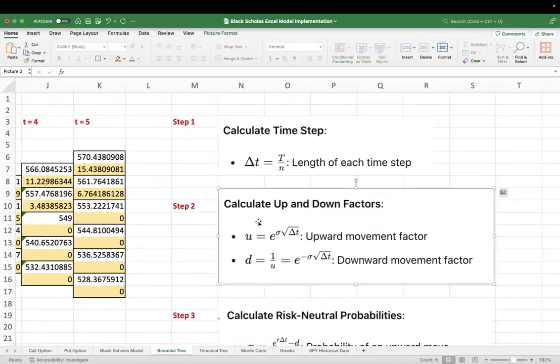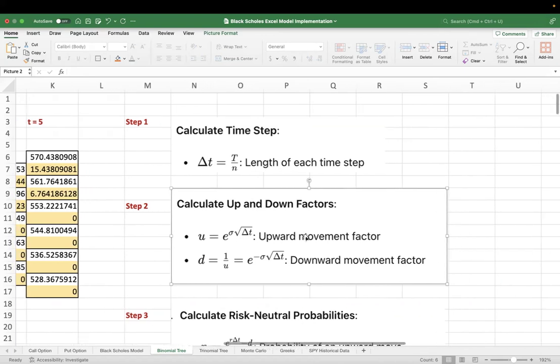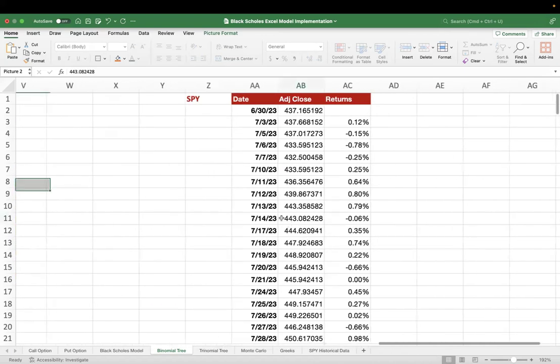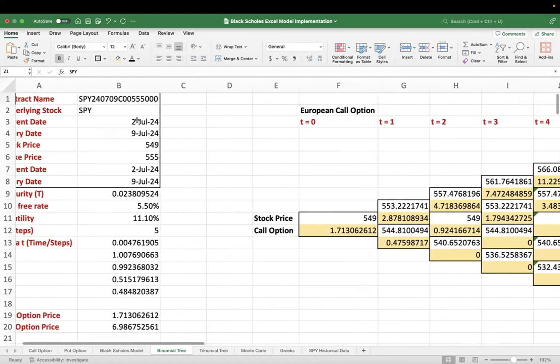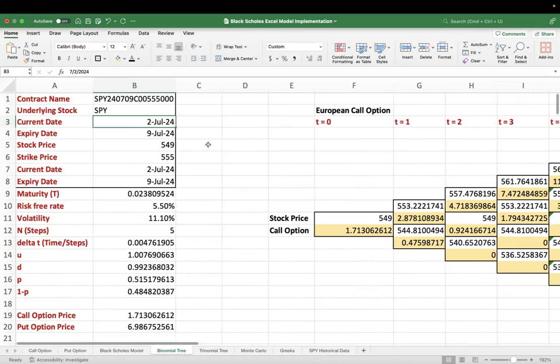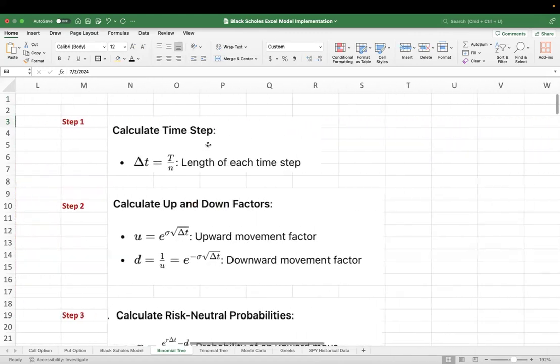Now calculating the up and down factor. We have already calculated delta t, so we have covered the square root piece. Now we have to calculate sigma, which is equally important. How can we calculate sigma? For calculating sigma, which is the volatility piece, I've considered the last 1 year of historical data. My contract starts from 2nd July 2024, so 1 year before that.